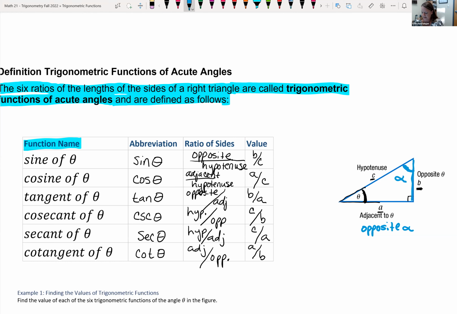Adjacent to alpha. Hypotenuse is, again, always the side across from the right angle. So that will always remain the same. Okay, so let's look at an example. And we're given a triangle in front of us.